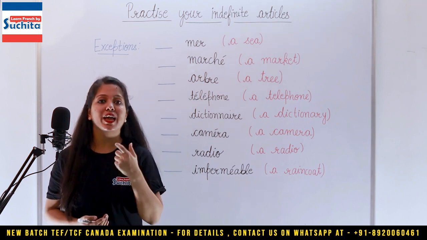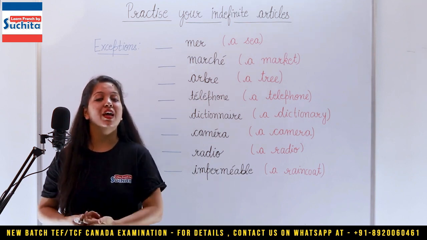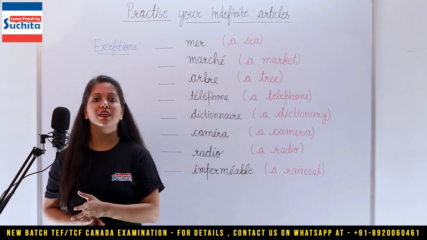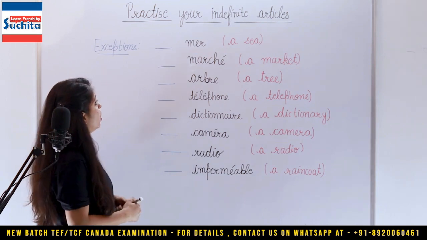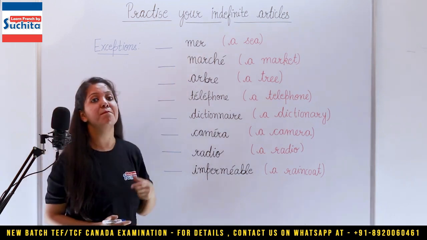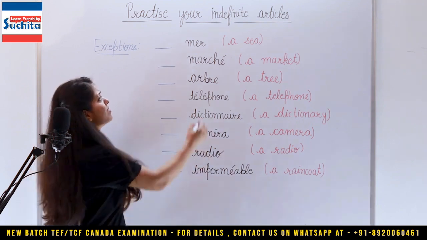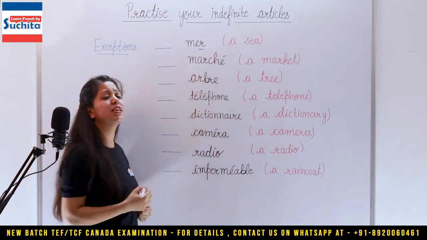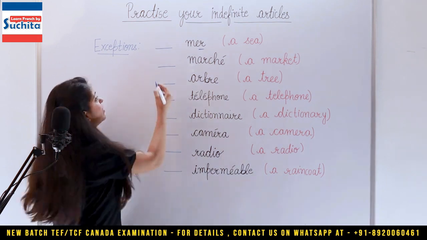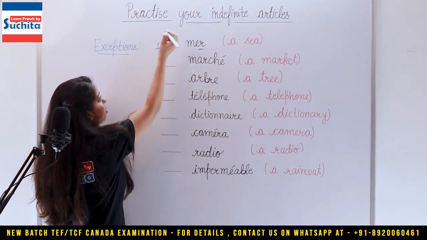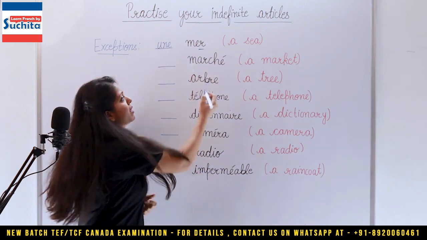If your word ends with the letter E, then it is going to be masculine, and if it does not end with the letter E, then it is going to be feminine. Now, the first word, mer, which means a sea. It is not ending with the letter E. Un mer, une mer? Une mer. That's right, because it is an exception.